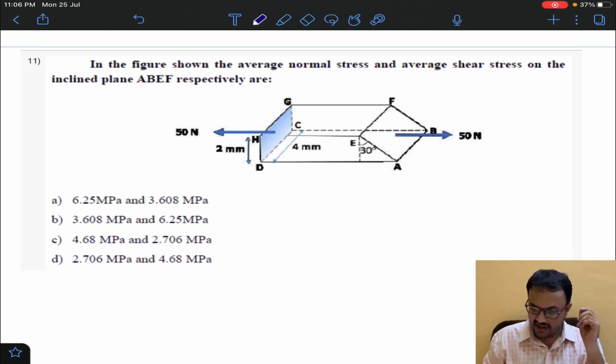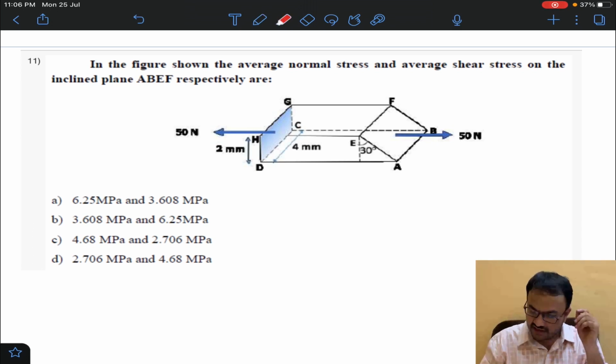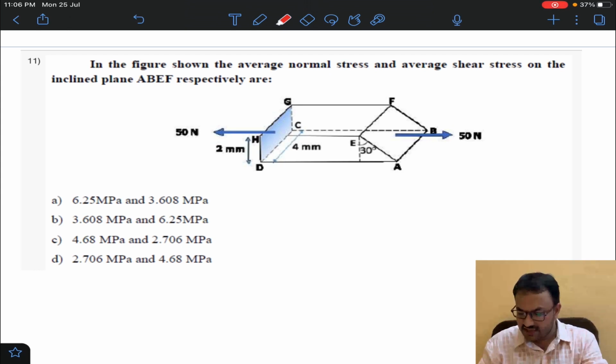Okay. And yeah, if you see this question, you will get confused. He has given so big diagram, but it is very simple. Okay. So what he has asked? In the figure shown, the average normal stress and average shear stress. Simple normal stress, you need to get normal force and the area over which it is acting. And to calculate average shear stress, you need the shear force and the area over which it is acting, simply.